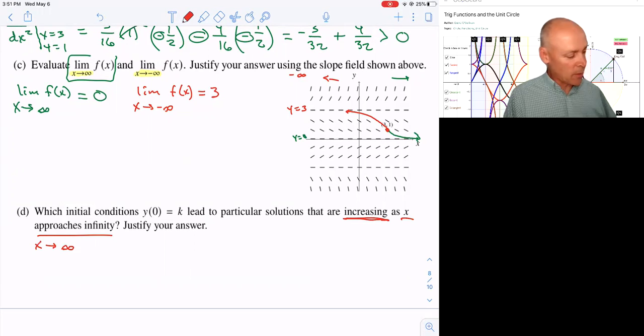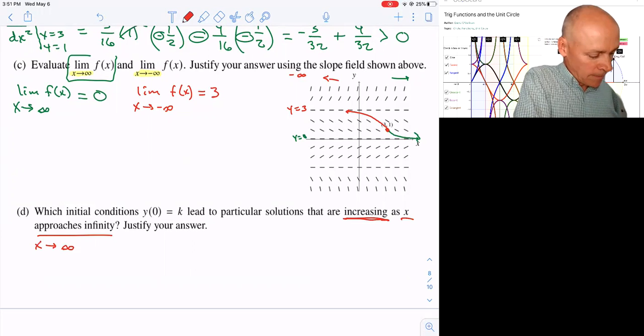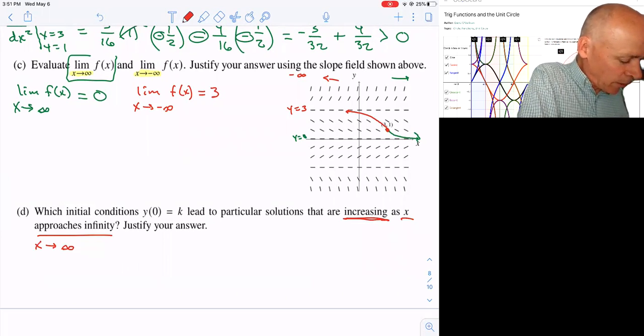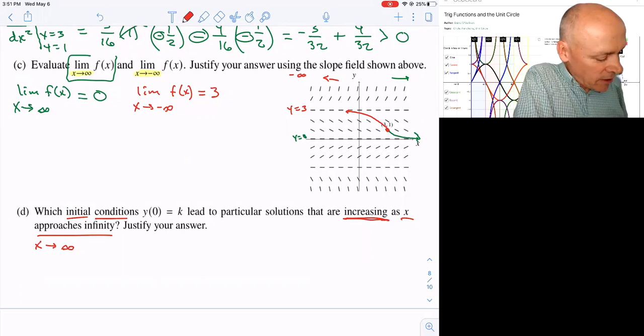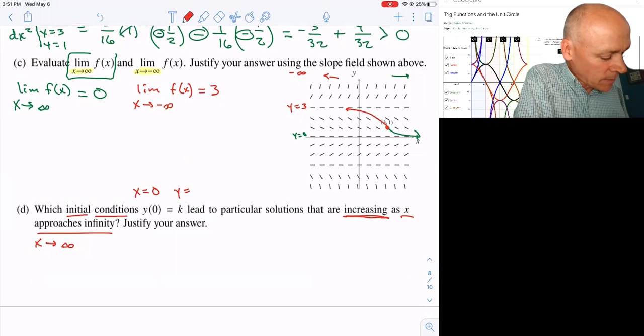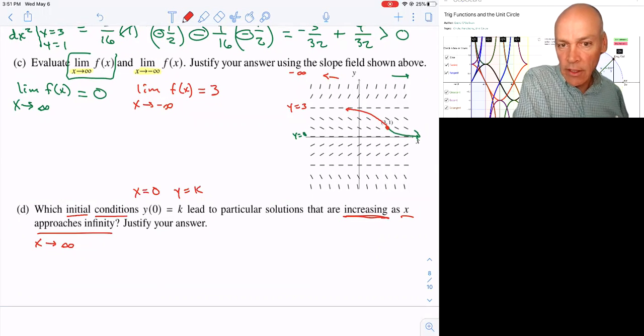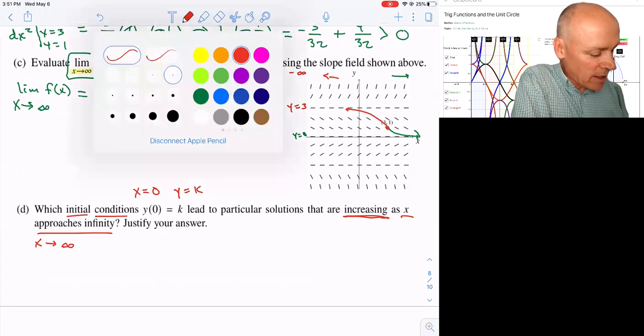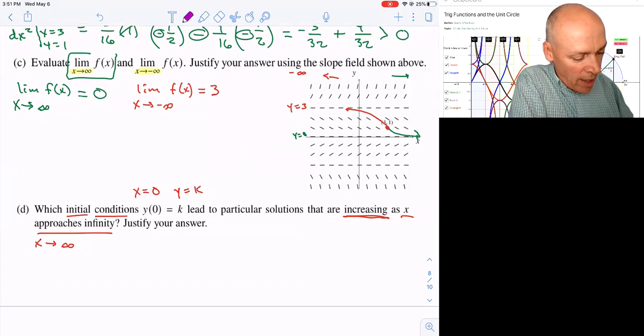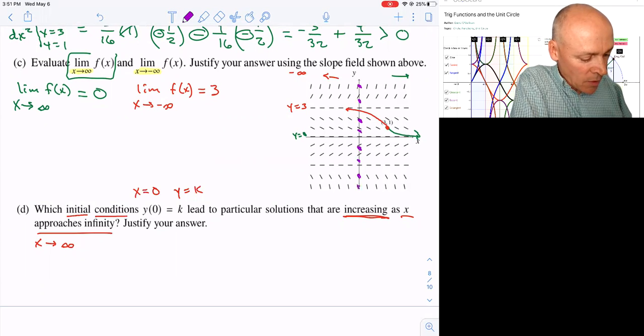Okay, so I'm going back to my slope field, and they're asking me really for initial conditions. Well, they're telling us in the initial condition that x is equal to 0, and they're basically saying what is the corresponding y value of those initial conditions. So that means the initial conditions have got to be somewhere on the y-axis. So somewhere along here is where we're placing these initial conditions.